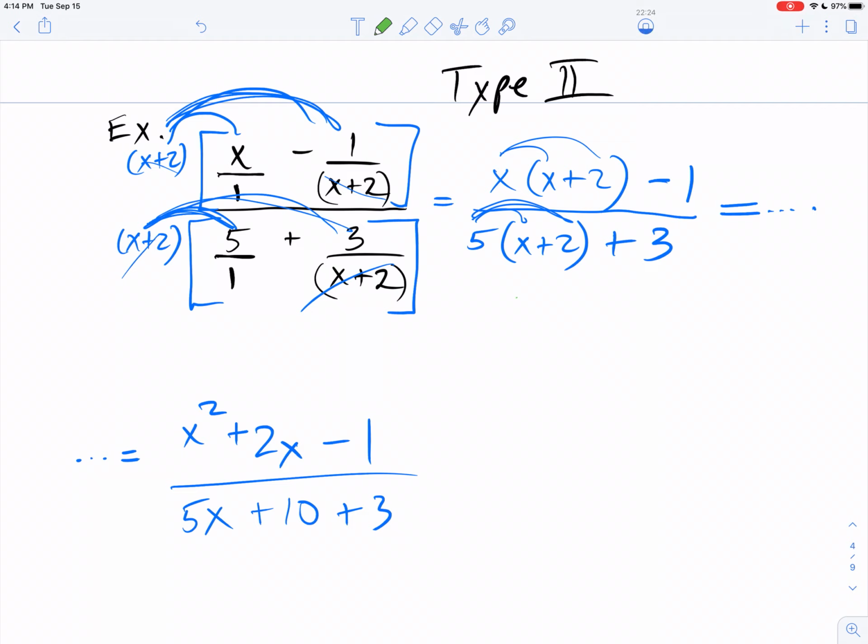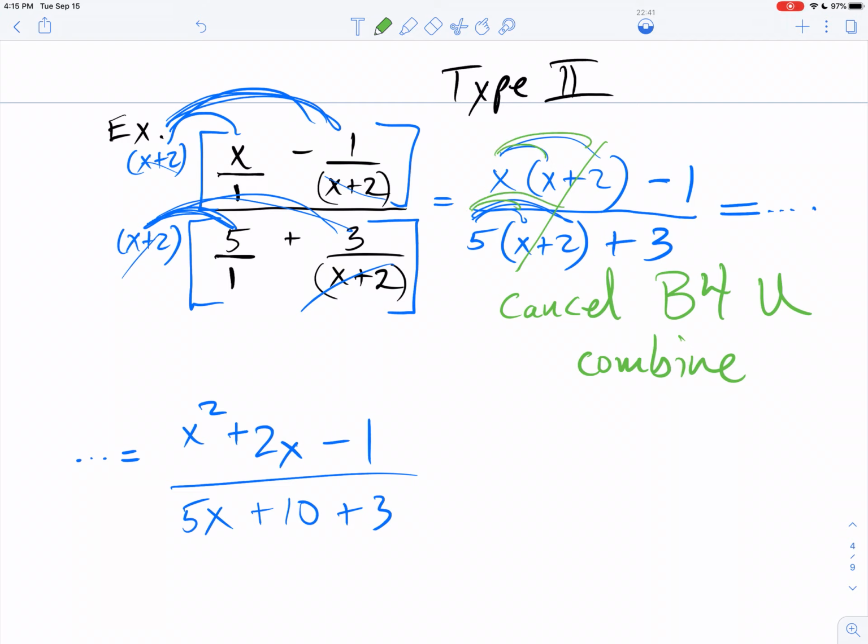Never cancel before you combine. Now, if you cancel stuff before you clean it up, before you start distributing and stuff, you will get it wrong every time. Let me get rid of that again. I want to get all that stuff out of the way. If you cancel before you combine, you get it wrong every time.